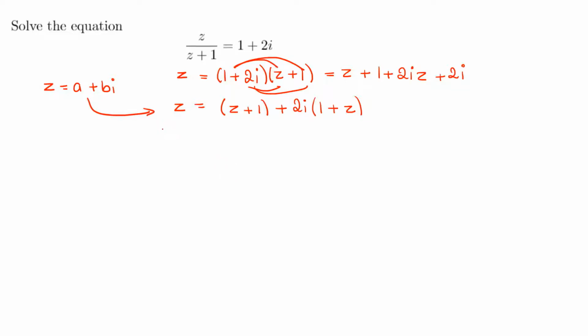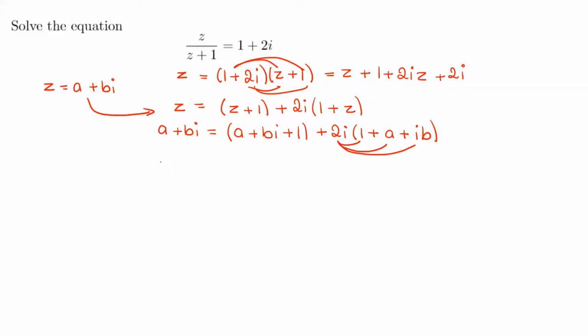Okay, next step now is to plug in a plus bi. If I do that, I'm going to get on the left-hand side a plus bi. And on the right-hand side, we have a z, so I'm going to substitute in a plus bi plus 1. And then plus 2i times 1 plus a plus ib. So all I did there was substitute wherever I see a z, I'm going to put in the a plus ib.